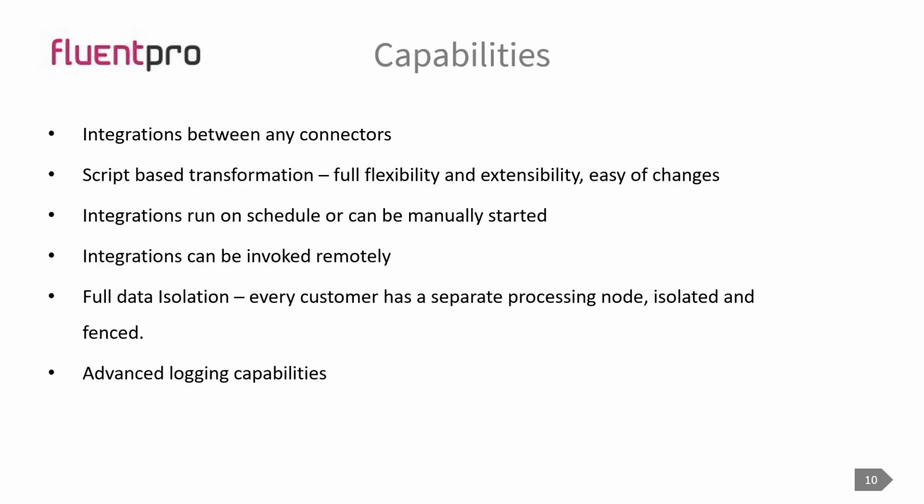We support the ability to make calls to the integration to run them remotely. So in some cases, if you have a third-party solution or your in-house solution that does some transformation, you need to run the data after that. We provide that API. We have full data isolation, so you are running in a separate processing node, and your data is not shared with any of the other instances. It's really isolated, and I would say fast.